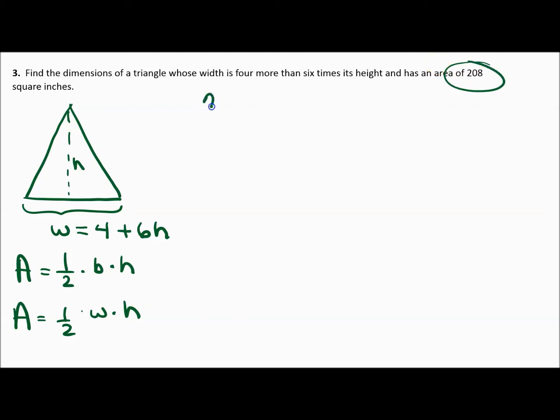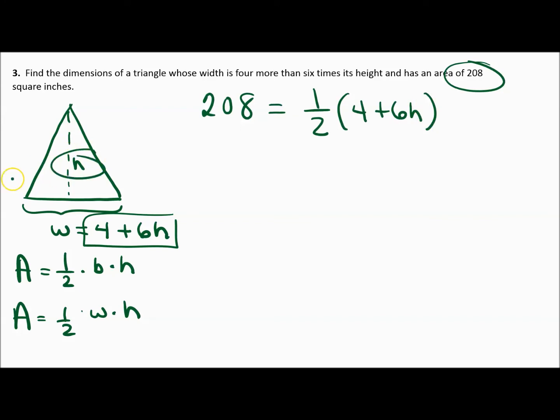So I know I have 208 is equal to 1/2. Now the width, I'm not going to use W. I'm going to use what it is, which is 4 plus 6h times the height is just h. Okay, so did you catch that? I substituted for W using 4 plus 6h, and I substituted for h using exactly what we called h, which is h. Now, the reason we can solve this equation is because we only have one variable.